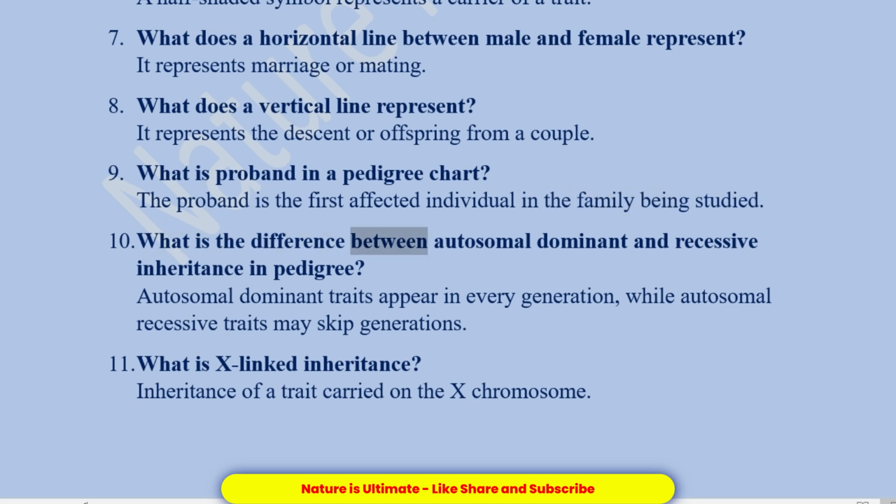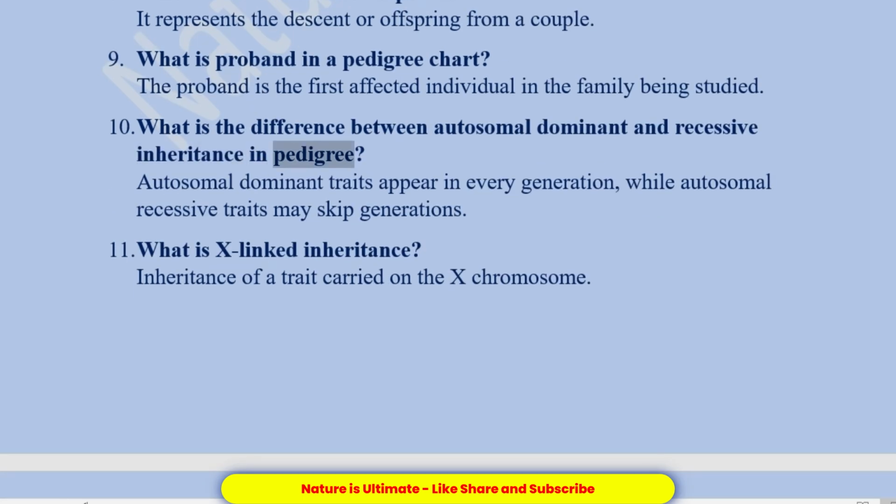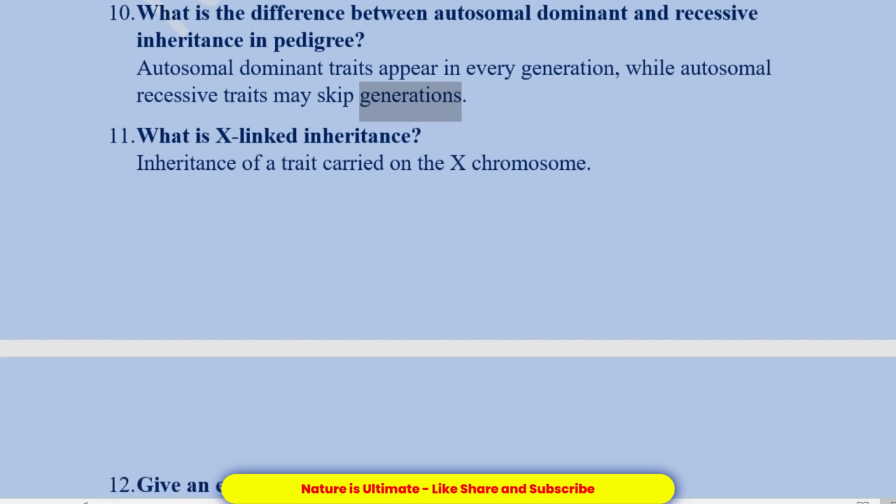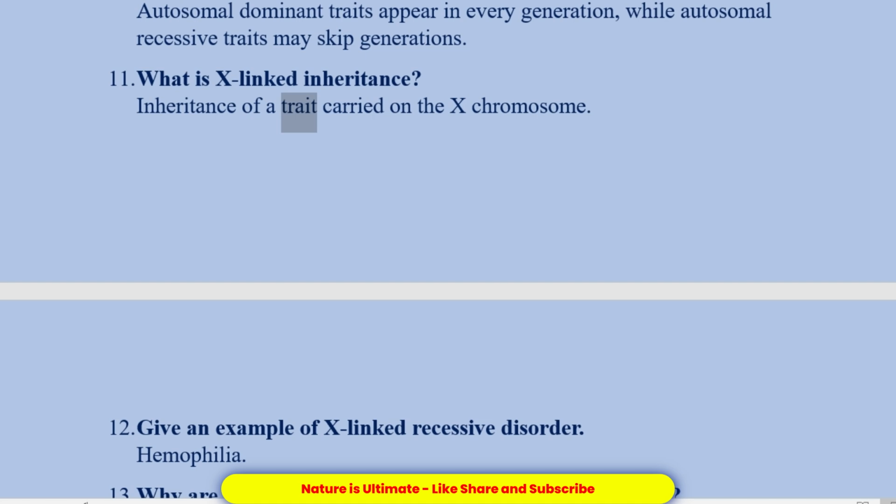What is the difference between autosomal dominant and recessive inheritance in pedigree? Autosomal dominant traits appear in every generation, while autosomal recessive traits may skip generations. What is X-linked inheritance? Inheritance of a trait carried on the X chromosome.